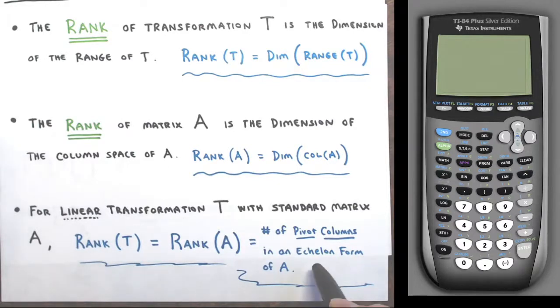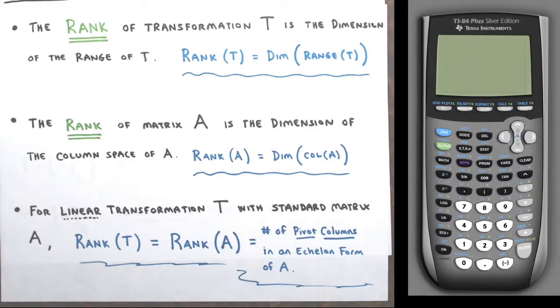So this gives me what I'm going to be doing for this video. I'm going to be finding a standard matrix corresponding to a given linear transformation, putting that standard matrix into an echelon form, more preferably, I prefer reduced row echelon form myself, and then just counting the number of pivot columns. Now remember, the pivots in an echelon form were those leading non-zero entries in each row with zeros below them, or in the case of reduced echelon form, with zeros below and above.